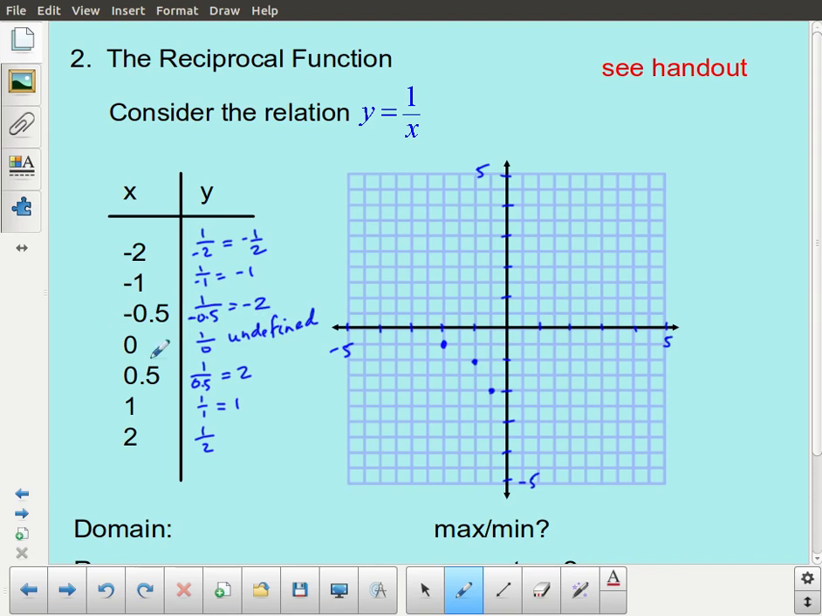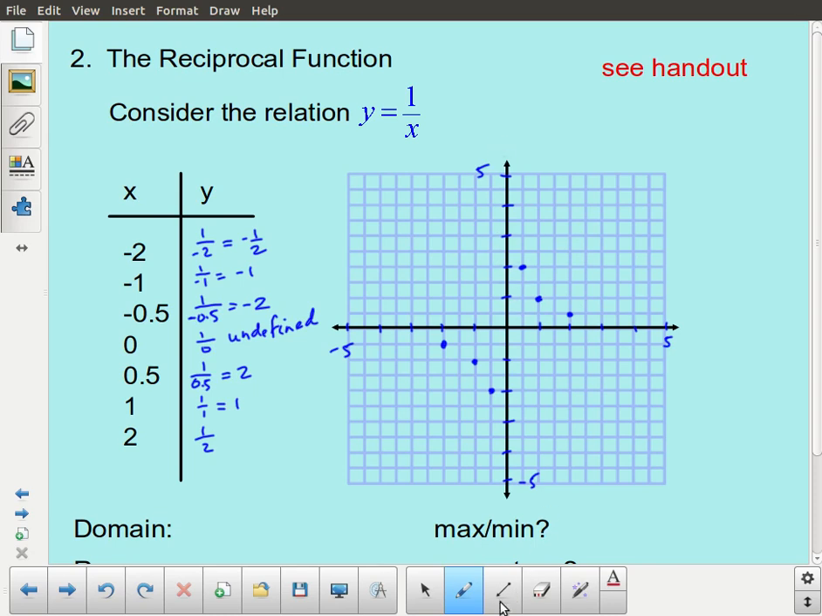When we can't do anything about when x equals 0. So there's something that's very special about x equals 0. When x equals 0.5, y is equal to 2. Then when x equals 1, y is equal to 1. And when x is equal to 2, y is equal to 1/2.